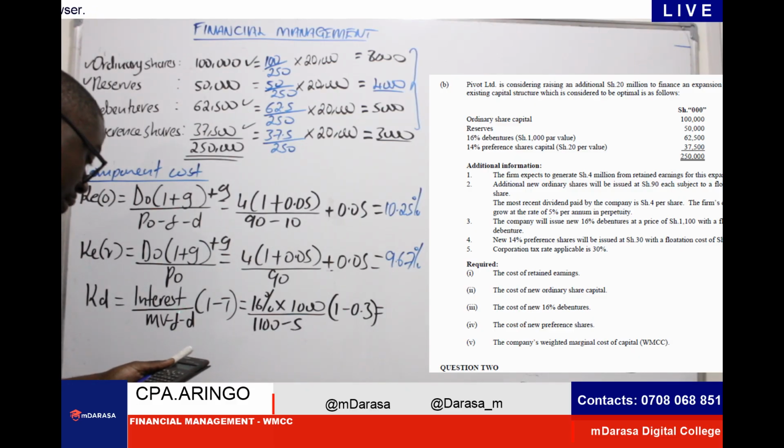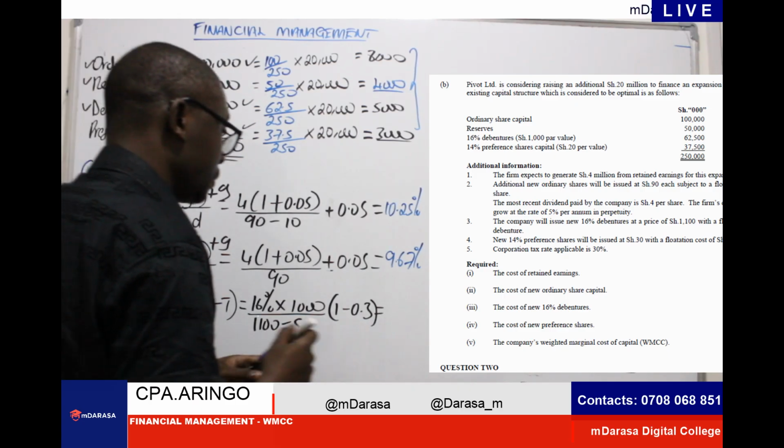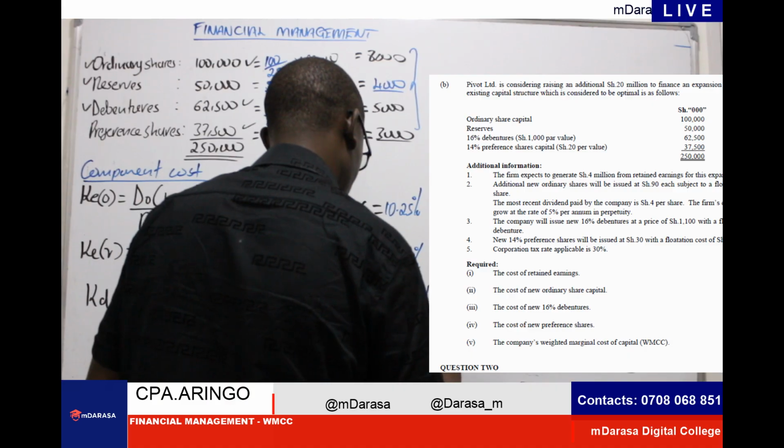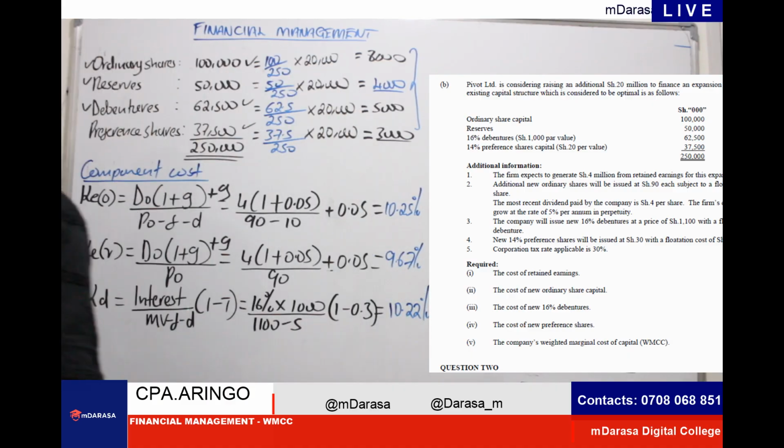0.16 times 1,000, we divide by 1100 here, minus 5 times 0.7. Mwalimu is getting a value of 10.22%. So you're having 10.22%. You can confirm on your end.